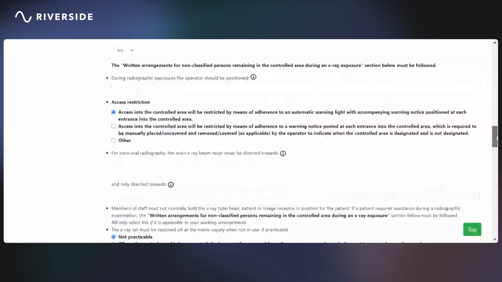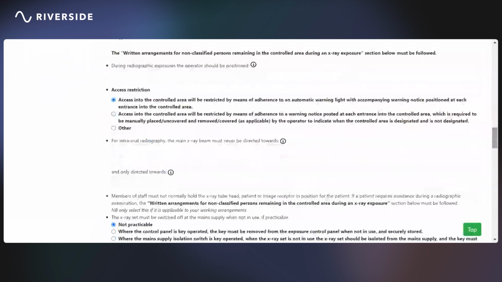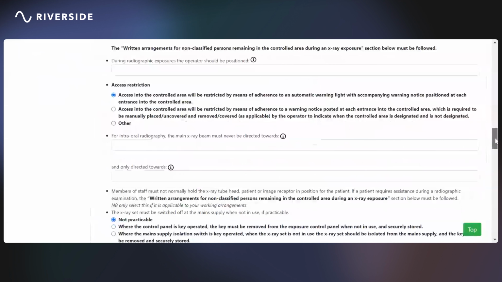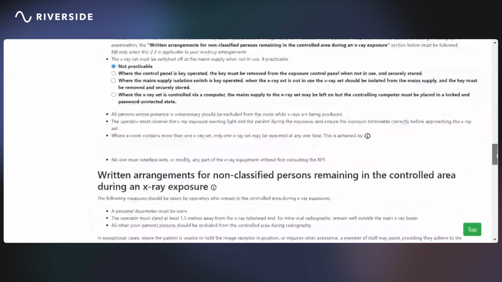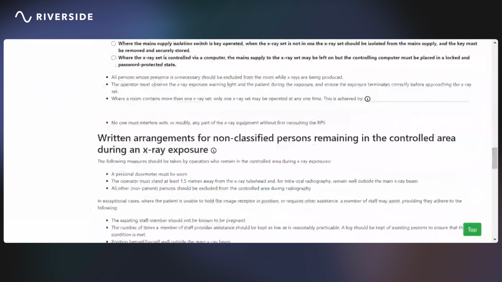We talk about access restriction, how you stop people entering controlled areas during radiography or when the area is designated as being controlled. We talk about which areas the X-ray beam should be directed at and which it should not be directed at. How the equipment is put in a state of unreadiness to emit X-rays. Where two X-ray sets are installed in the same room, we can have information here. How is it achieved that you cannot operate both pieces of equipment at the same time?